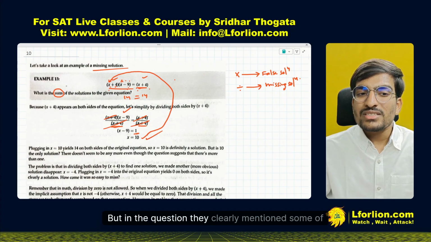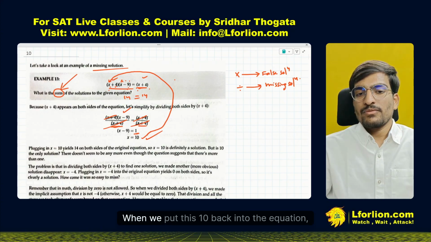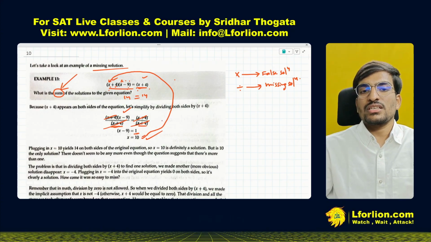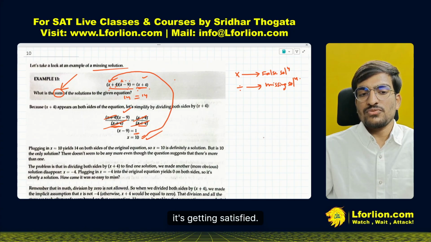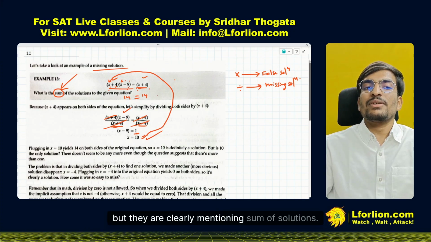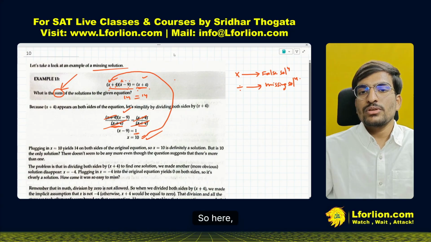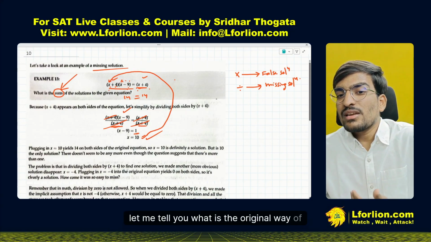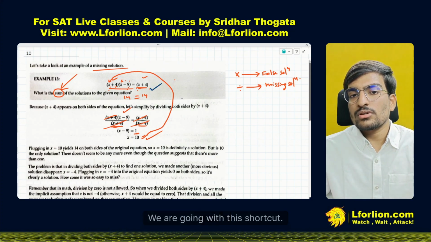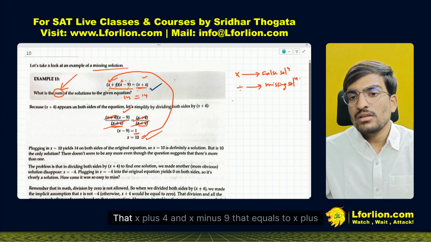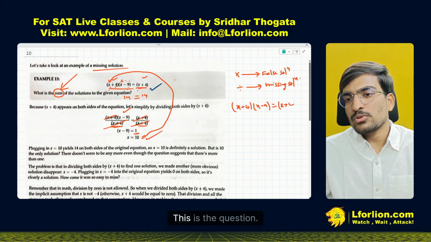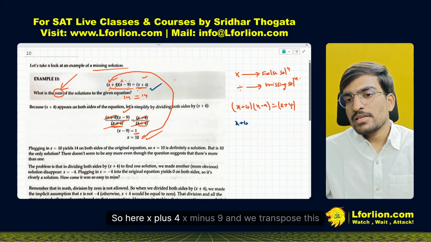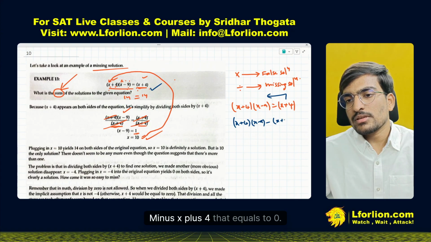But in the question, they clearly mentioned the sum of solutions. When we put this 10 back into the equation, it's a right solution and it's getting satisfied. But they're clearly mentioning the sum of solutions. So let me tell you what is the original way of solving it. We are going with this shortcut, fine. But what is the original way? x plus 4 times x minus 9 equals x plus 4. This is the question. We transpose this to the other side: x plus 4 times x minus 9, minus x plus 4, equals 0. Now x plus 4 is common.